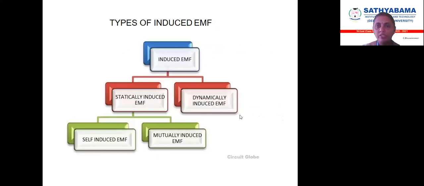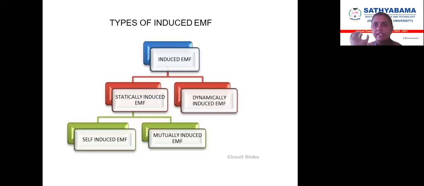Now, coming to the types of induced EMF. Yes, it will oppose, Rashmita, correct. That's what I meant. Now we know what is EMF and what is induced EMF. Induced EMF is broadly classified into statically induced EMF and dynamically induced EMF. I have told you, dynamically means there is movement, and statically means it is stationary. The statically induced EMF is again classified into self-induced EMF and mutually induced EMF. The self-induced EMF is the EMF induced in the coil itself. When the current changes in the coil, there will be a change in the EMF induced.